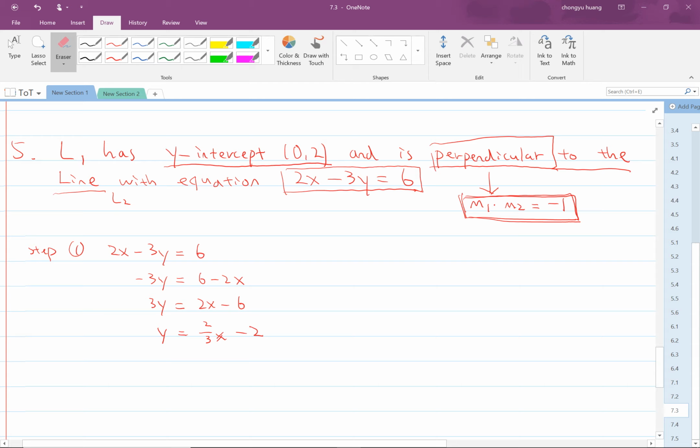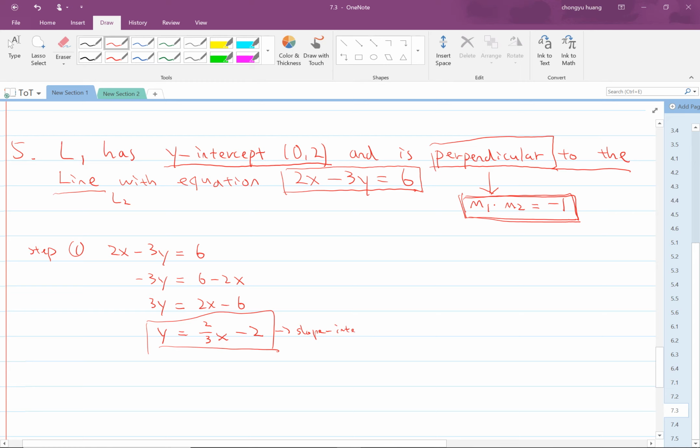Okay, let me rewrite this x a little bit in a better way. Now you can see, let me check again, 2 over 3x minus 2. Make sure everything is right. So now you can see we have already put this into the slope intercept form, right? So this one is the slope intercept form.